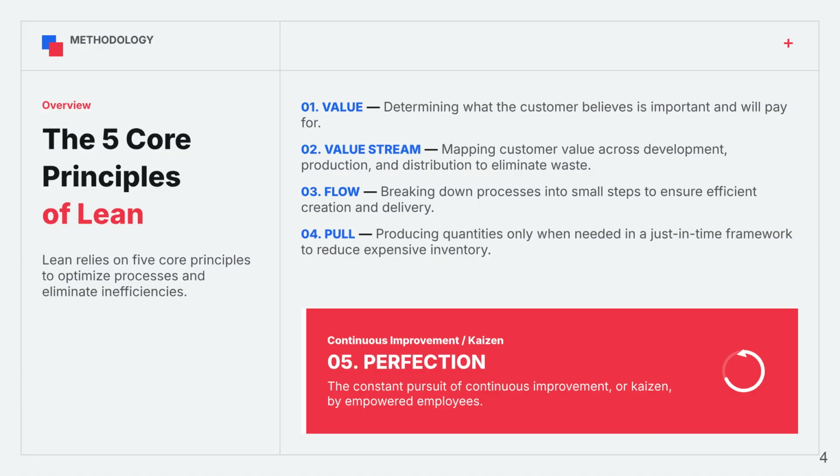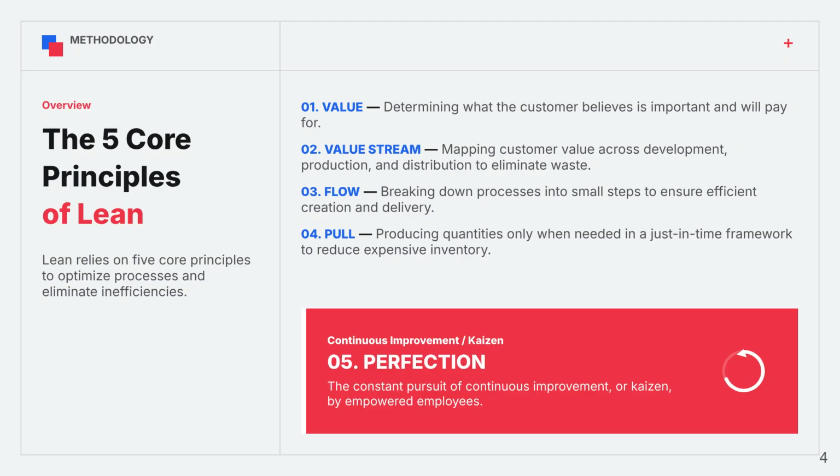The third principle is flow. Once waste has been removed, the remaining steps should progress smoothly without interruptions or unnecessary waiting. A well-designed flow reduces delays and improves overall productivity. The fourth principle is pull. Instead of producing goods or services in anticipation of demand, work is performed only when there is an actual customer requirement. This just-in-time approach minimizes excess inventory, reduces costs, and improves resource utilization.